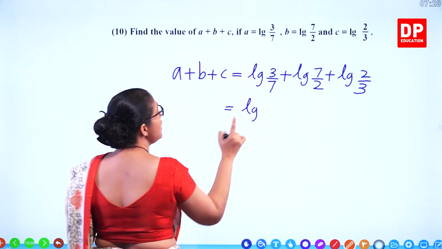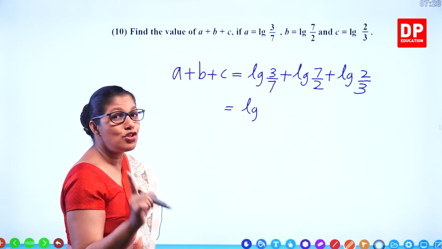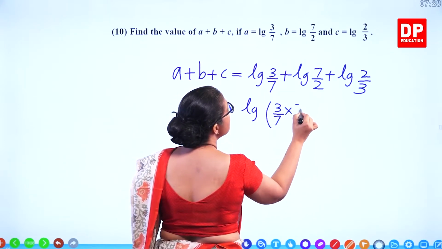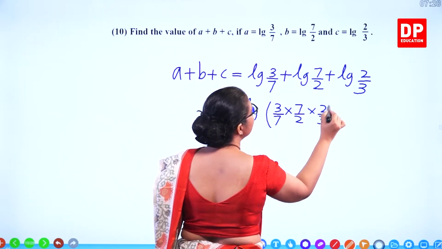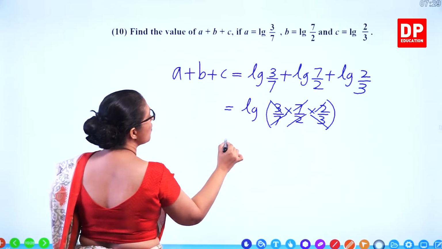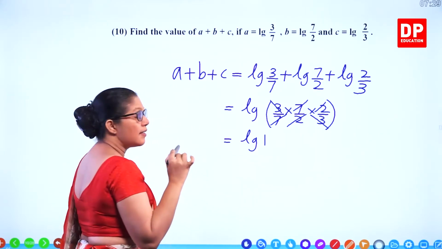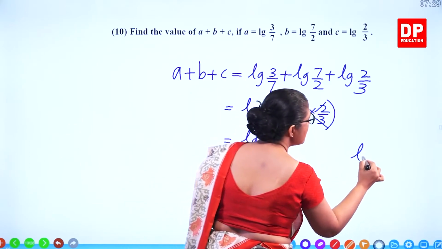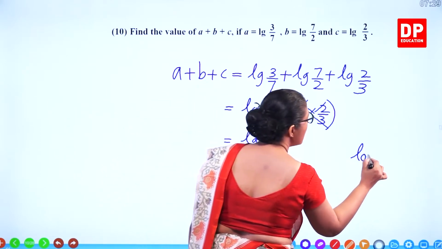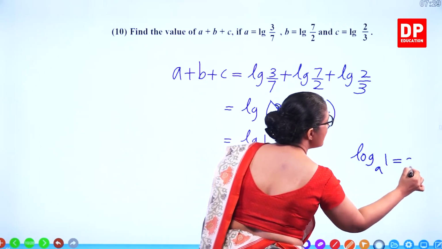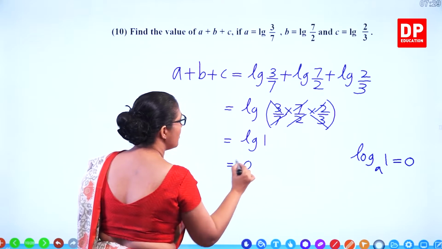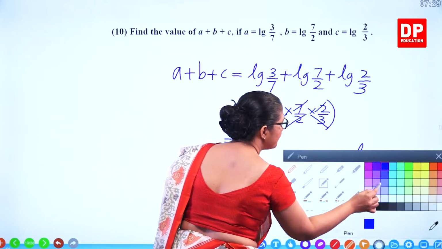So that becomes lg. What's the law of logarithm here? Addition becomes multiplication inside. So you can write 3 over 7, 7 over 2 and 2 over 3. 2 gets cancelled out, 3 here cancels out, 7 gets cancelled out. lg 1. Any base, log 1 is 0, because a to the power 0 is 1. So the answer is 0. So you get 2 marks for that.